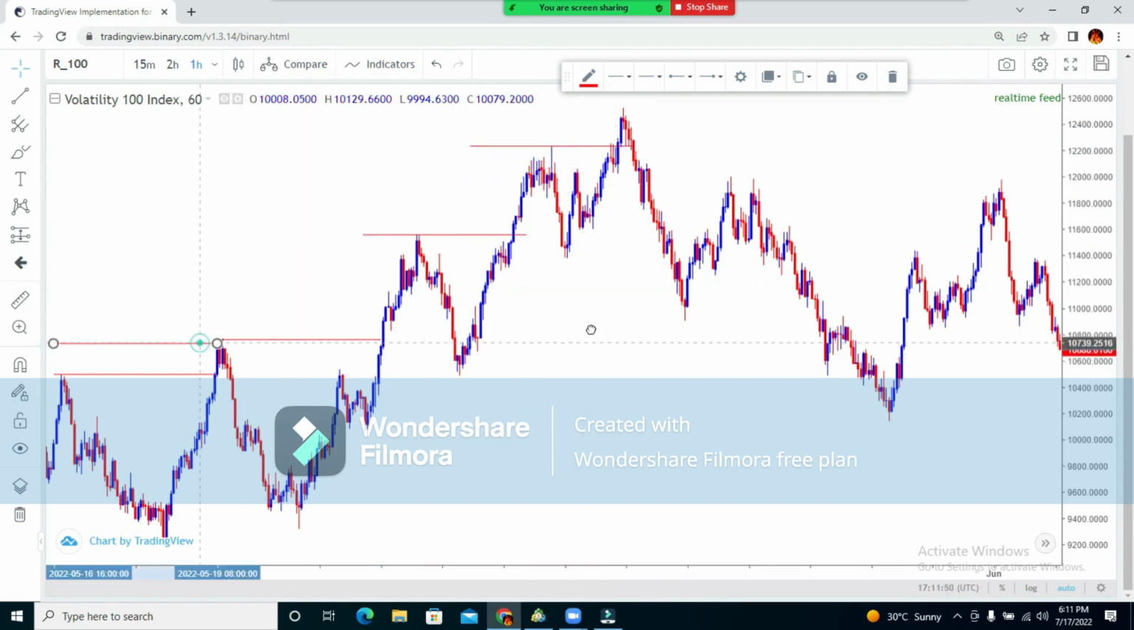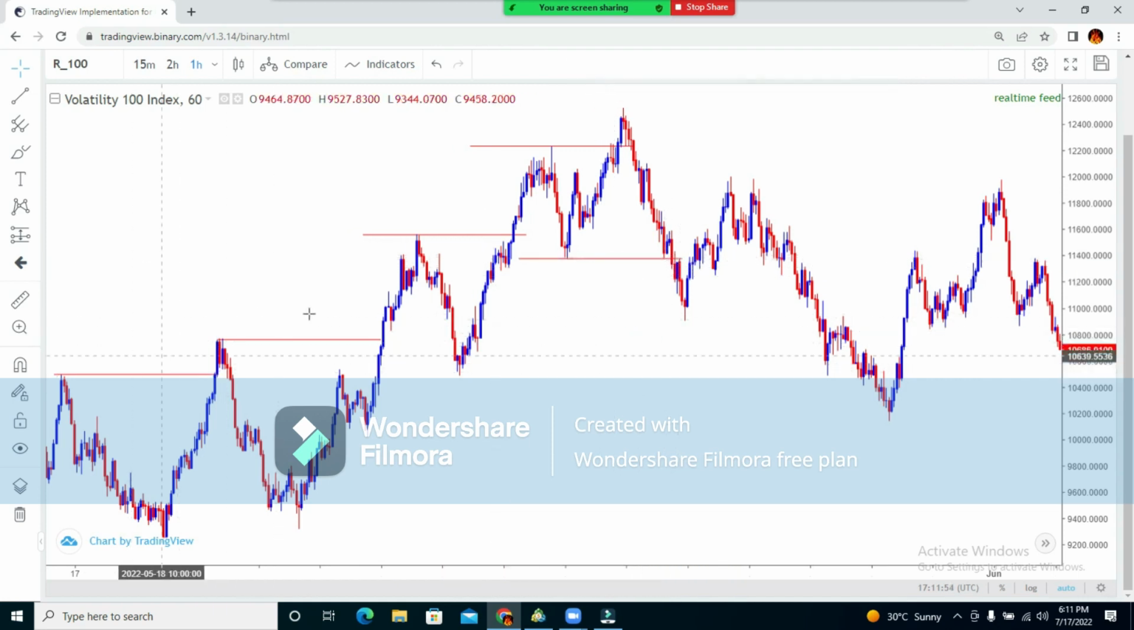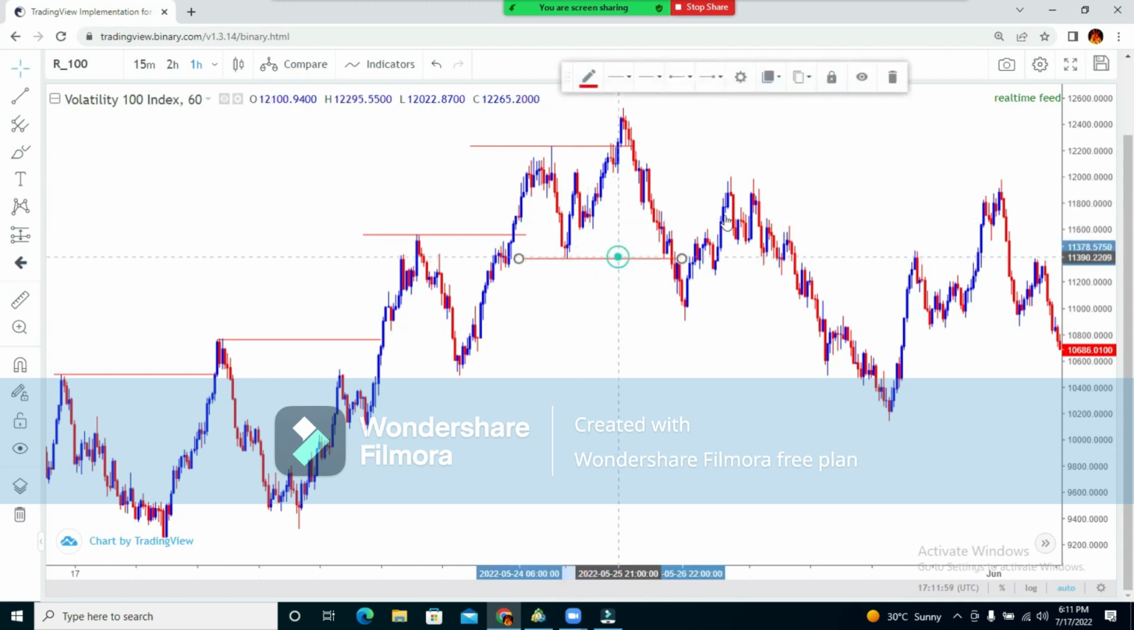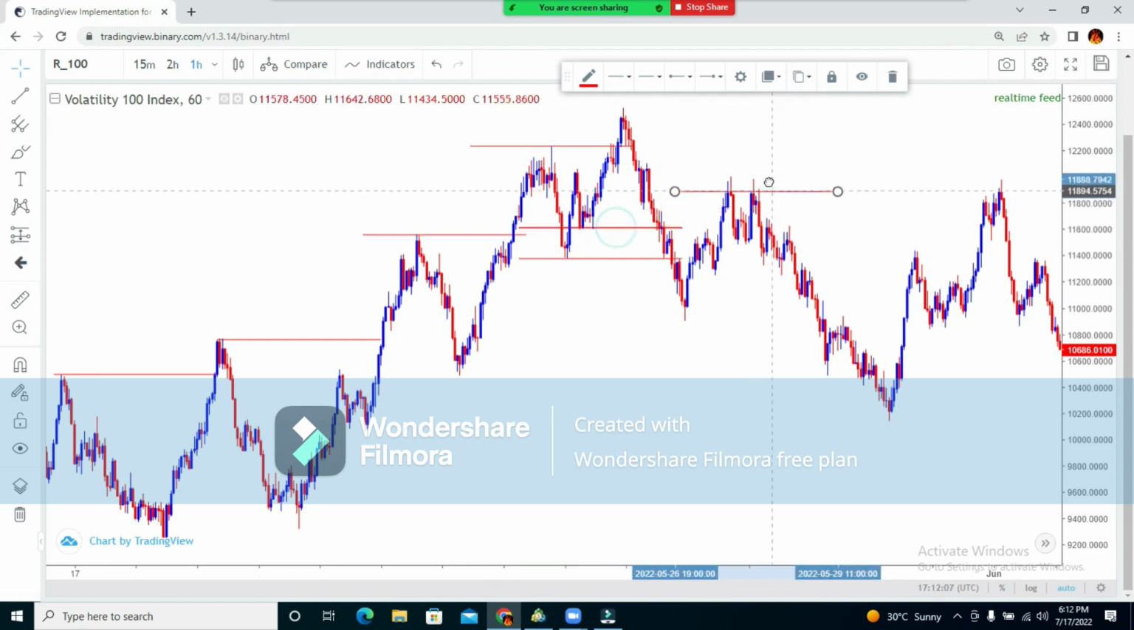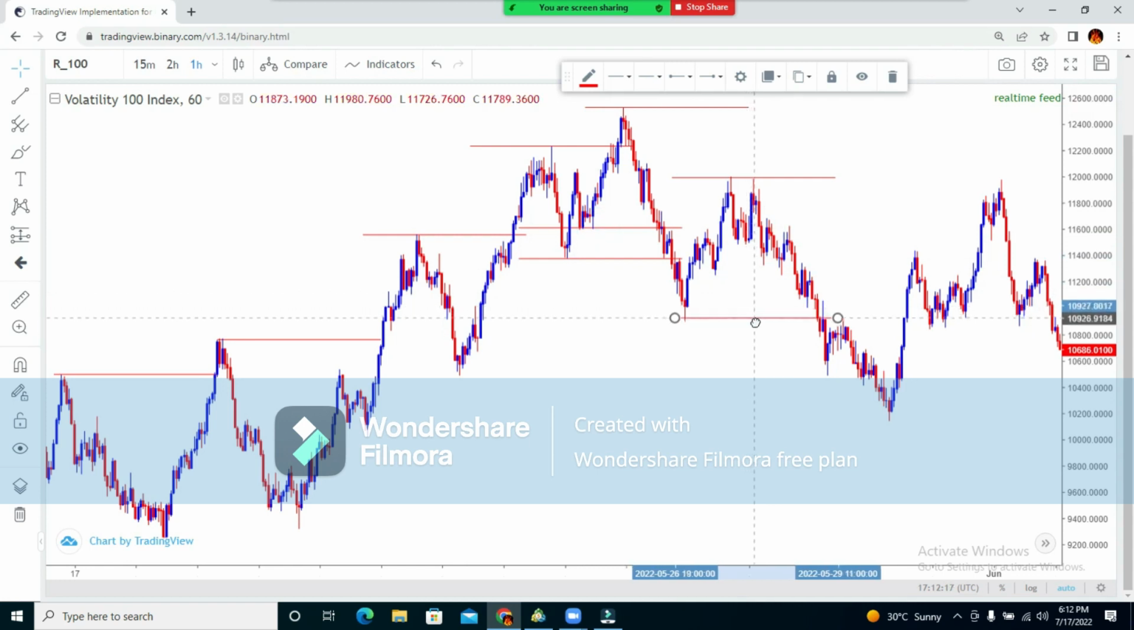Then look at something here now. It now took out a low. Can you see? It took out a low instead of a high. It started taking out the lows, so it changed direction there. That is the change of character we're talking about. Now it started forming a series of lower highs and lower lows. Can you see? Yes, sir.